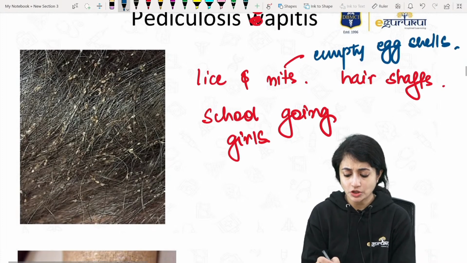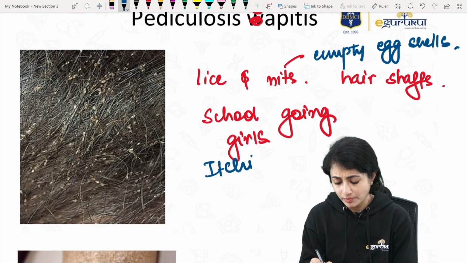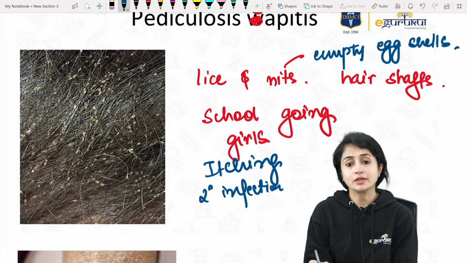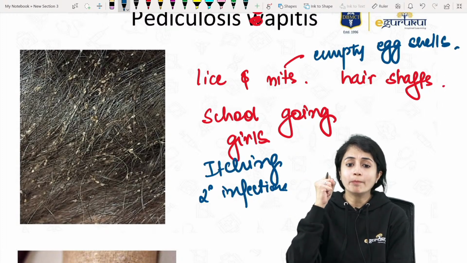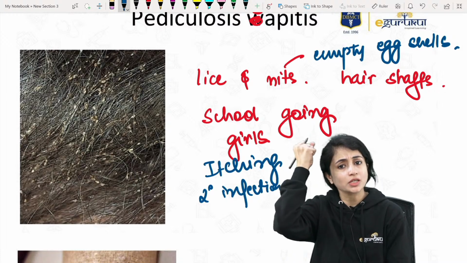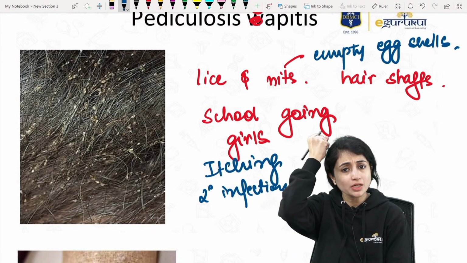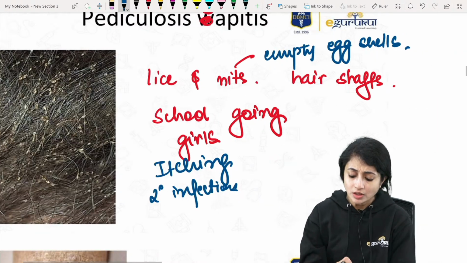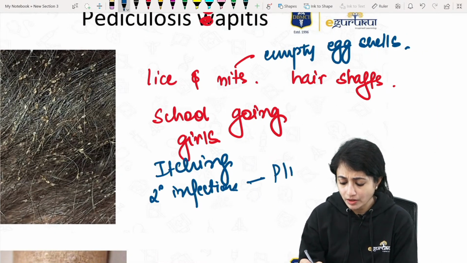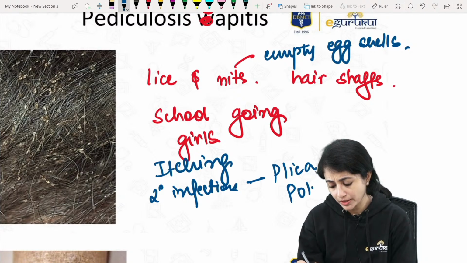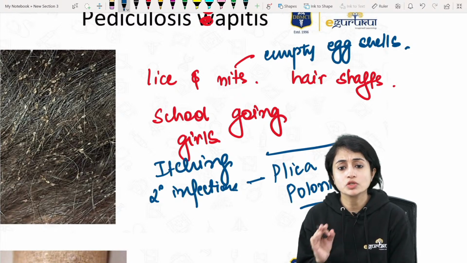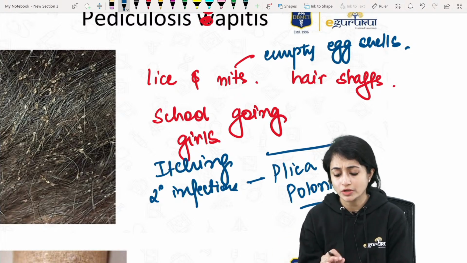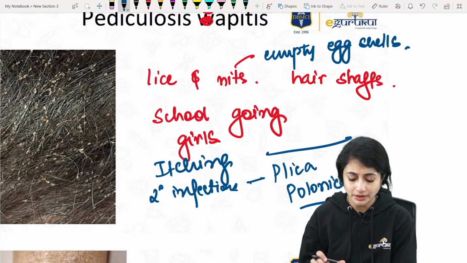In this the patient will have a lot of itching, and sometimes there may be secondary infection. Suppose there is secondary infection, what will happen? There will be pustules and crusting, and that would lead to matting of hair. The hair gets stuck together because of so much pus or crusting, which is called plica polonica, or matting of hair. They can ask you this also. Plica polonica is a feature of pediculosis capitis.